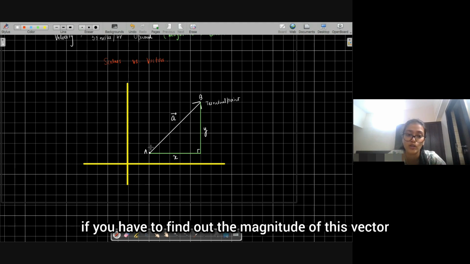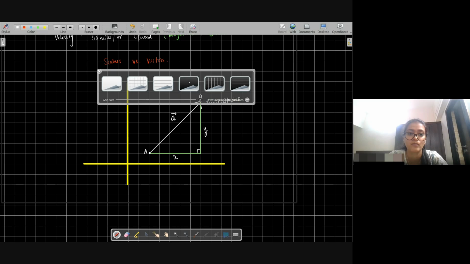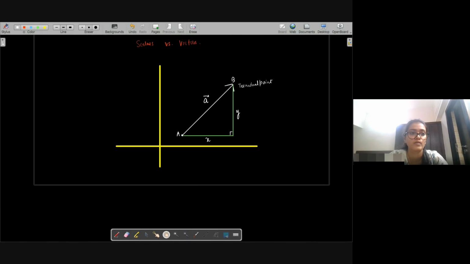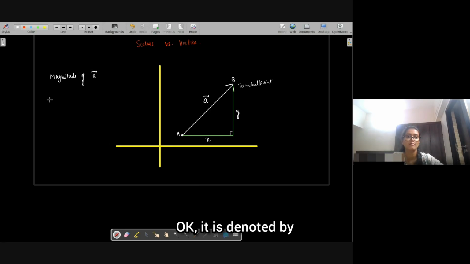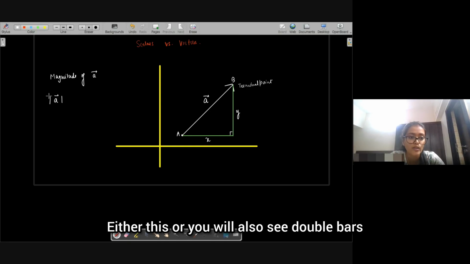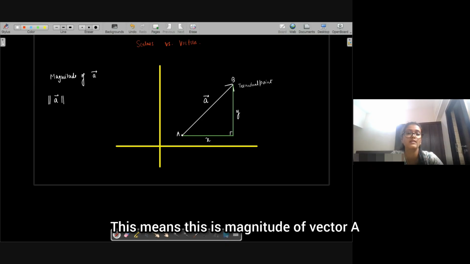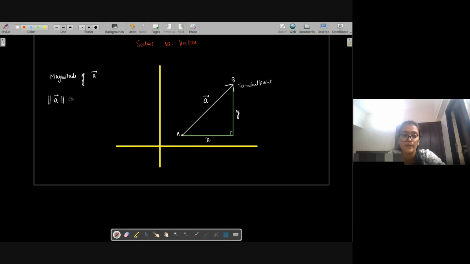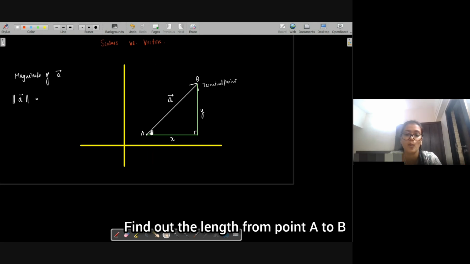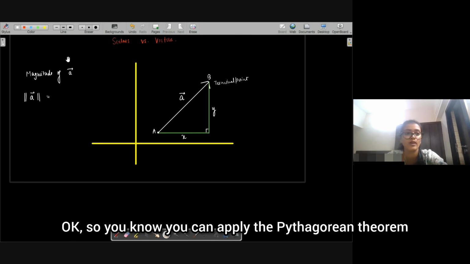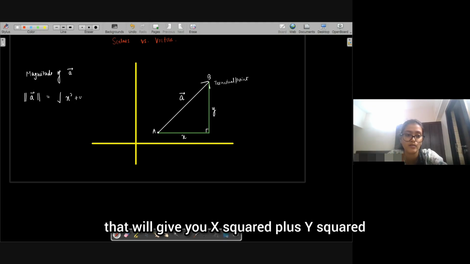Now, if you have to find out the magnitude of this vector, I'm going to write this: magnitude of vector A. It is denoted by absolute value of A, or you will also see double bars. This means magnitude of vector A. And it is very easy. You just have to find the length from point A to B. You can apply the Pythagorean theorem, which gives you x squared plus y squared.